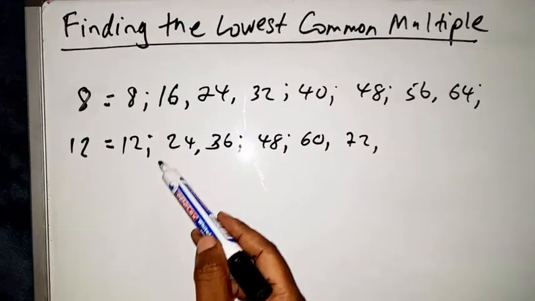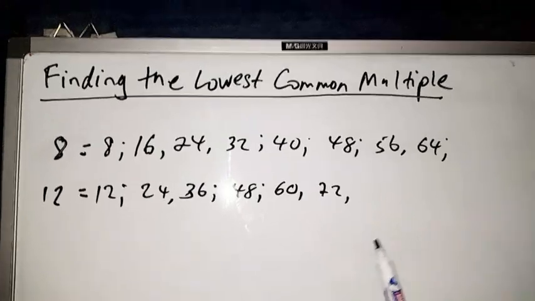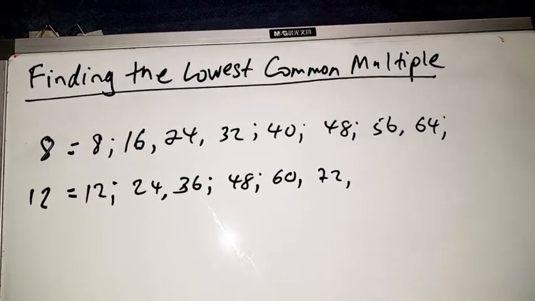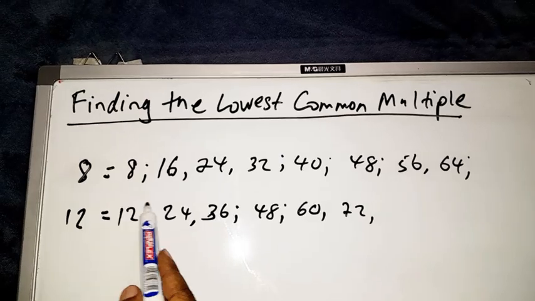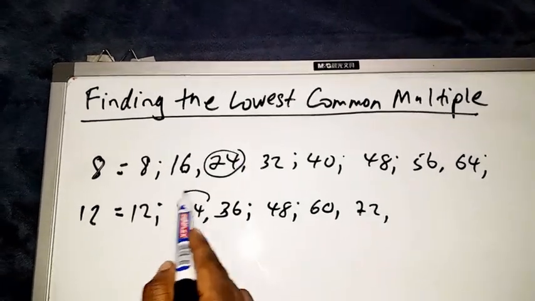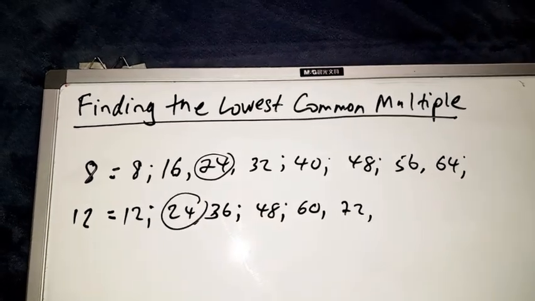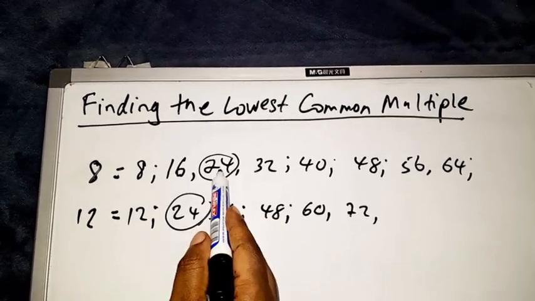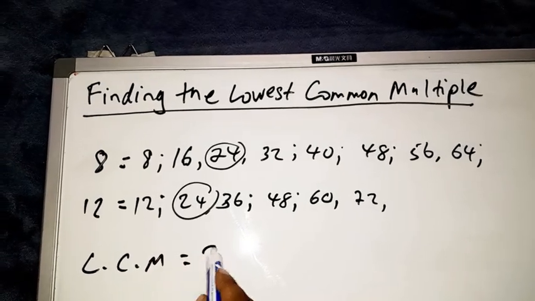So hence we talk about lowest common multiple. We can never talk about highest common multiple because you will get to infinity and never arrive. So as a result, we want to look at the lowest possible multiple that we can find. So you will see that 24 is the lowest possible multiple of 8 and 12. So hence LCM is equal to 24.